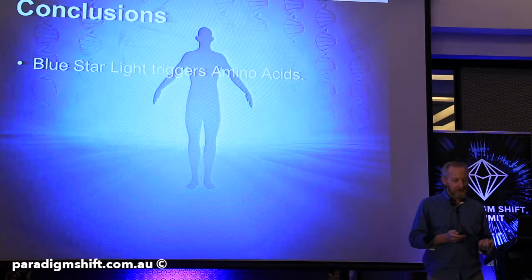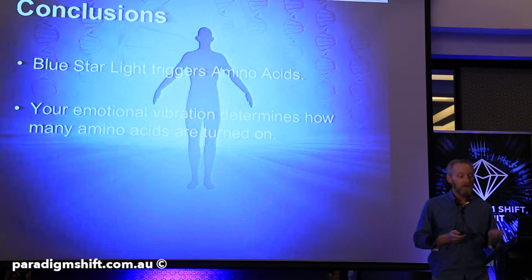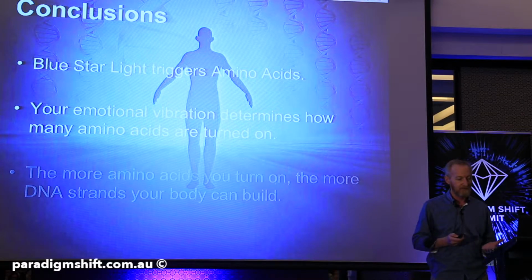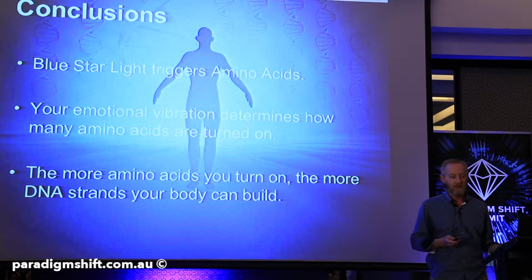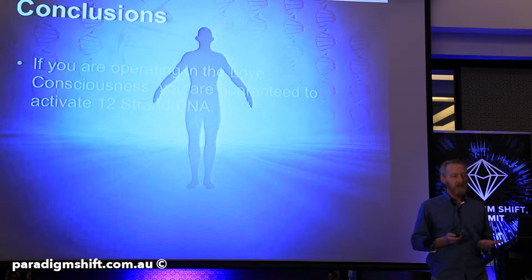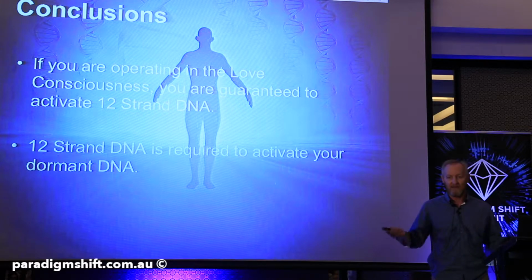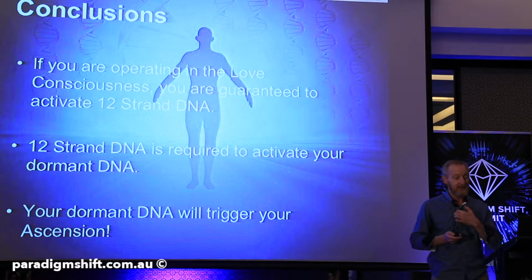So basically, just to go through the conclusion. The blue star is what triggers the amino acids. Your emotional vibration determines how many of those codes are going to get turned on. And the more amino acids you got turned on, the more strands of DNA you're going to produce. And if you produce all 12 strands of DNA, you'll automatically trigger Ascension. No matter what, you just will. And this is going to be a mass event, not just one or two people.